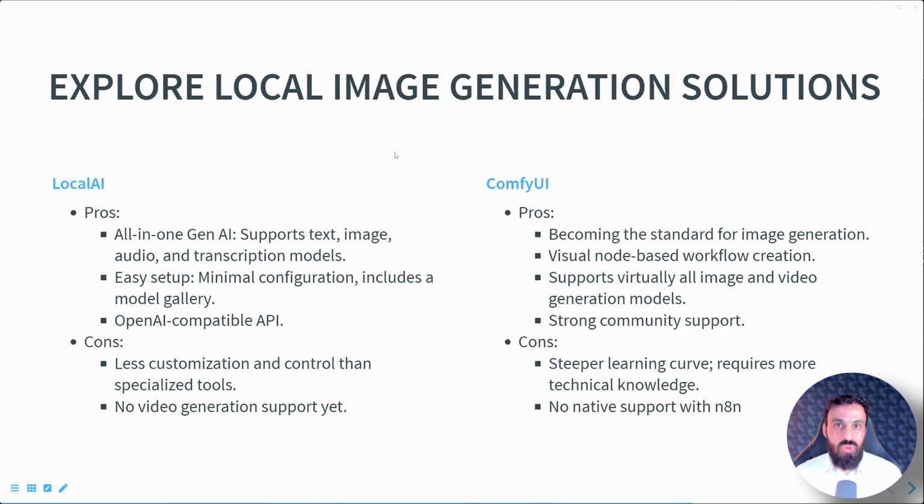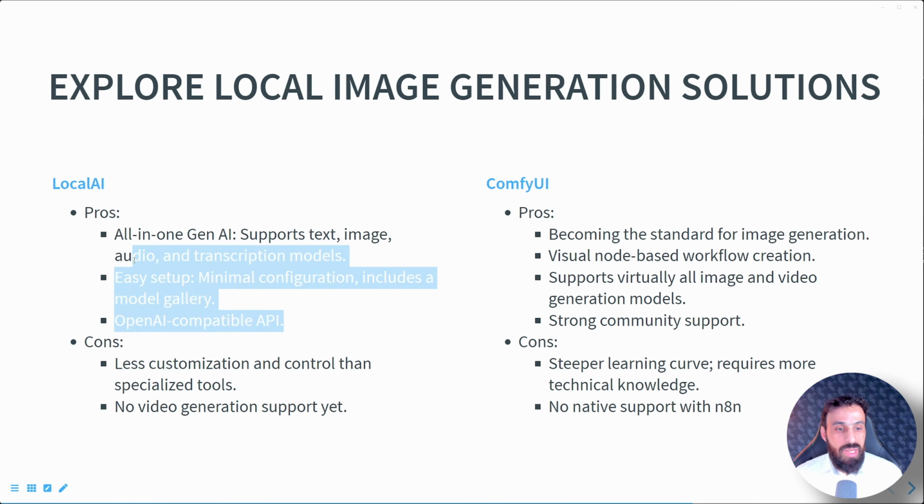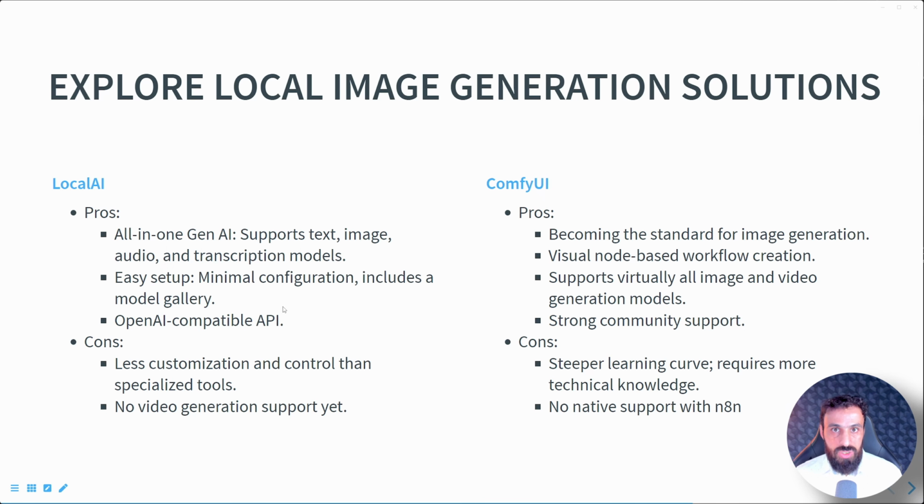Now let's take a look into a couple of open source solutions that will allow us to run those images locally. The first solution is LocalAI, an all-in-one generative AI option. It supports not only image generation, but also text, audio, transcription, among other things. It is very easy to set up with minimum configuration and a model gallery that we can download models from. And most importantly, it provides an OpenAI compatible API, even for image generation, which will allow us later on to integrate it with N8N as an OpenAI image generation model.